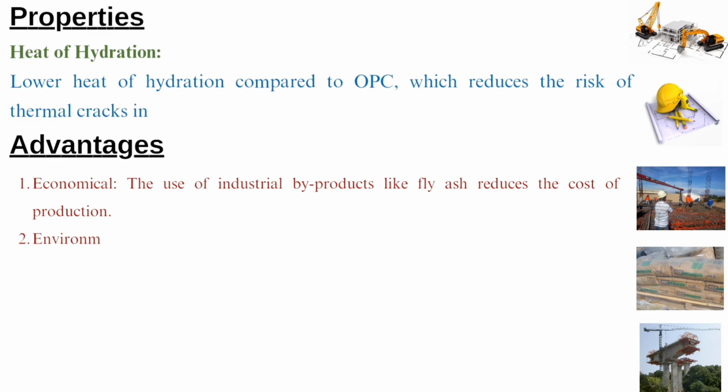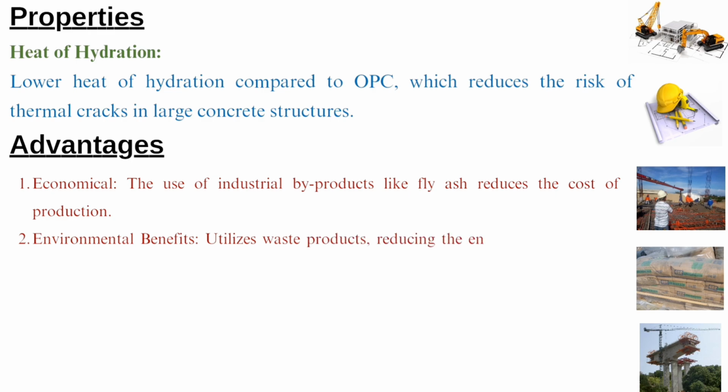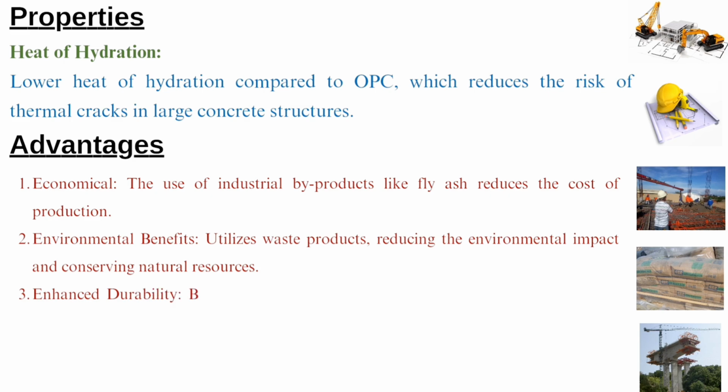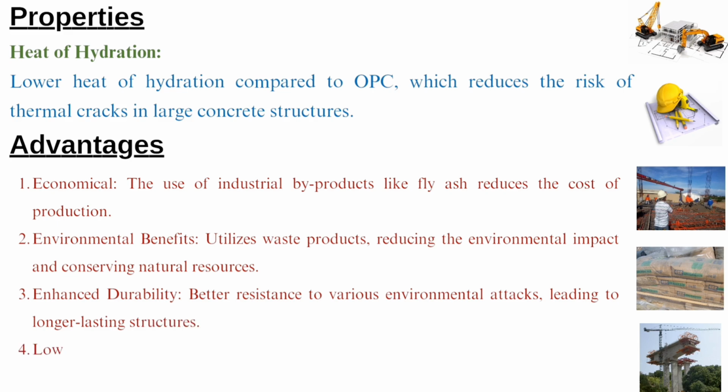First of all, economical. The use of industrial byproducts like fly ash reduces the cost of production. Then environmental benefits. It utilizes waste products, reducing the environmental impact and conserving natural resources. Then enhanced durability. It has a better resistance to various environmental attacks, leading to longer lasting structures. Then lower carbon footprint. PPC has a reduced clinker content, which leads to lower carbon dioxide emission during production. Then we have the disadvantages.